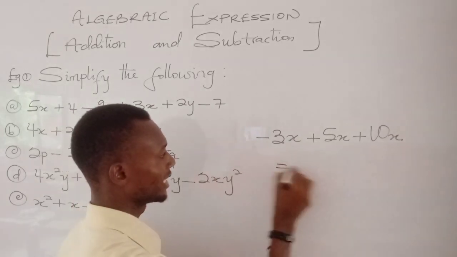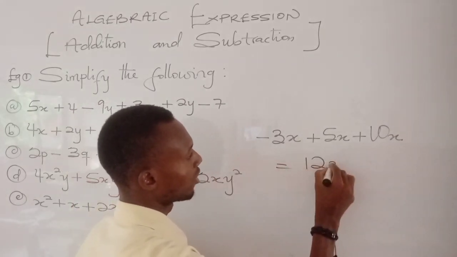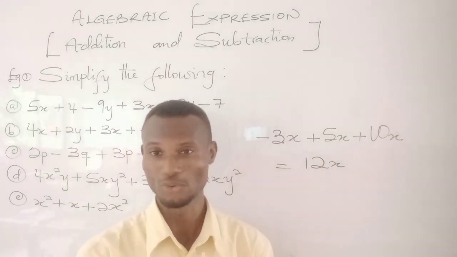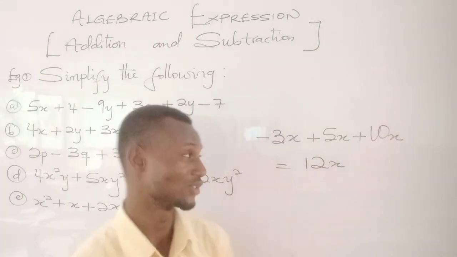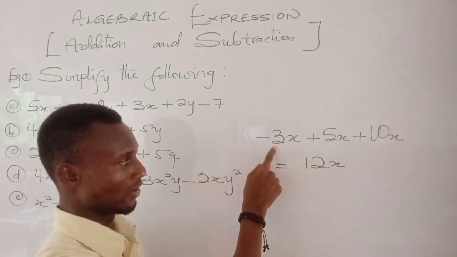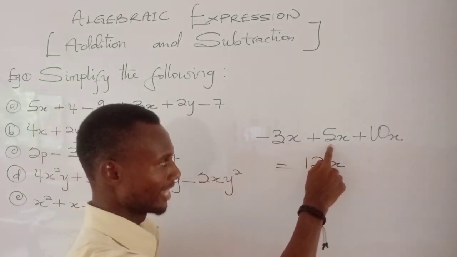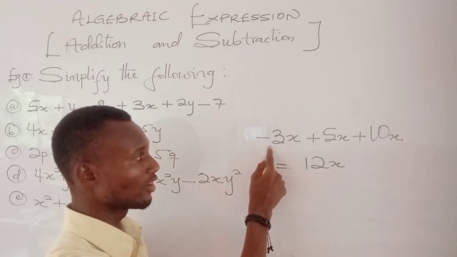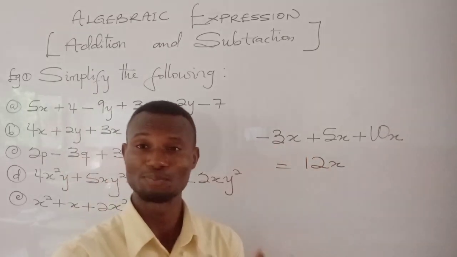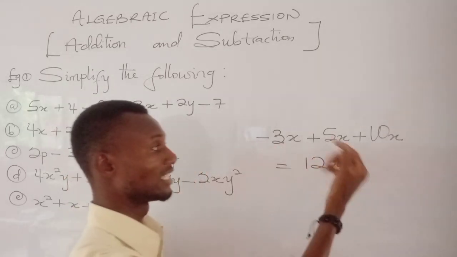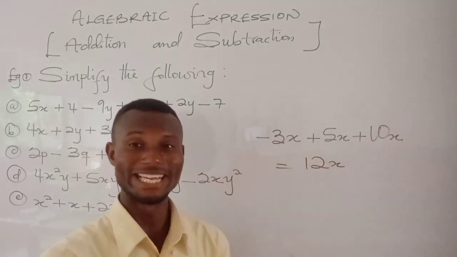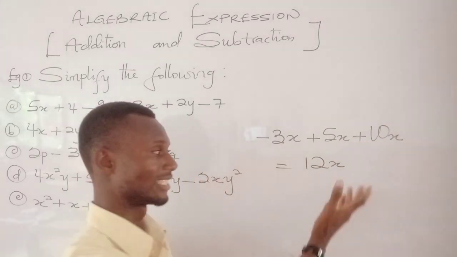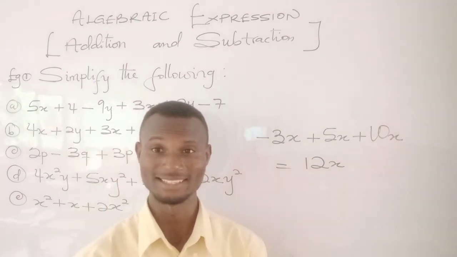Okay, so simplifying this one, we are going to have 12x as our final answer. I hope you understand up to this point. Again, minus 3x plus 5x plus 10x, we deal with the coefficients. Minus 3 plus 5 gives positive 2. And that positive 2 plus 10 gives positive 12. So we are having 12x. So this is our final answer.